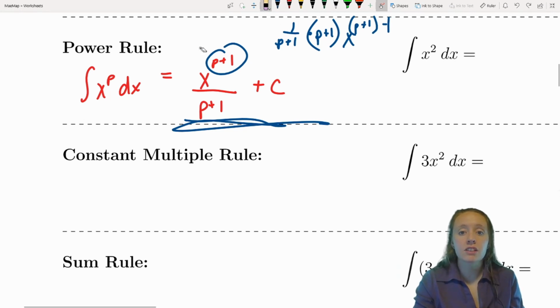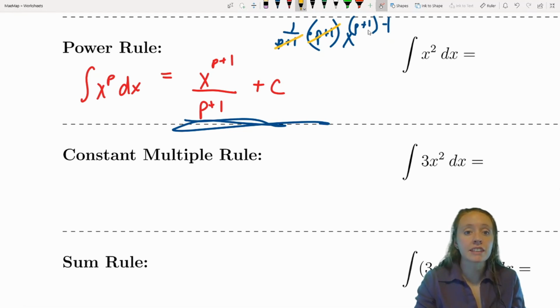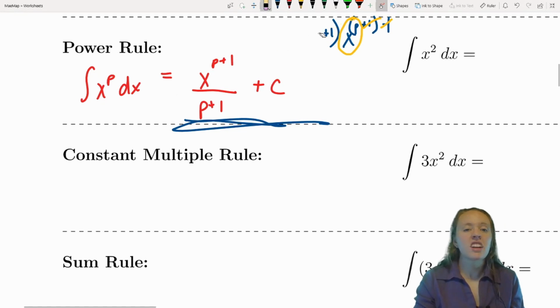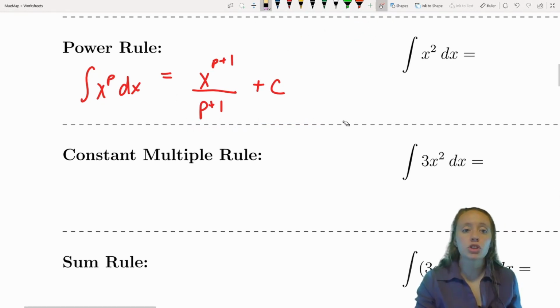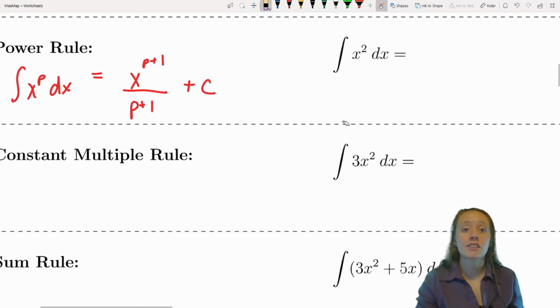So taking a look at this, what happens? P plus 1 in front cancels out with 1 over p plus 1, and x to the p plus 1 minus 1, 1 cancels out with negative 1 to give us just that original x to the p. So there's a quick general format showing you how you can double check with the derivative. Let's do it now with our example x squared.